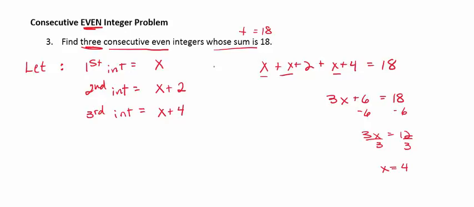So if I go back to my let statements, that gives me 4, 6, and 8. And they do all add to 18. So that is our answer.